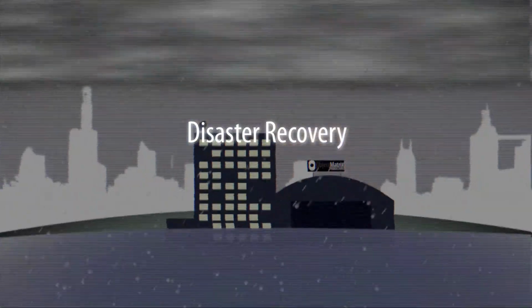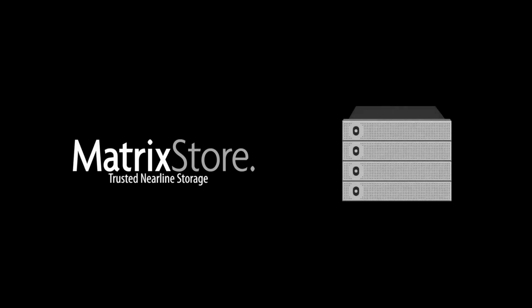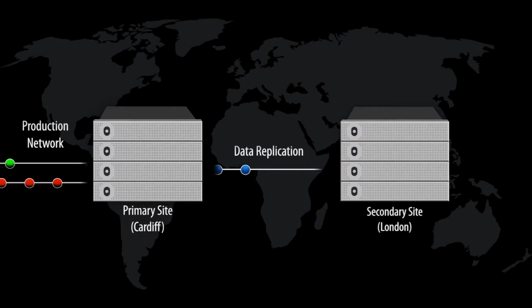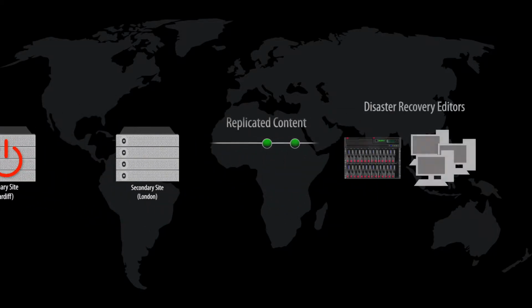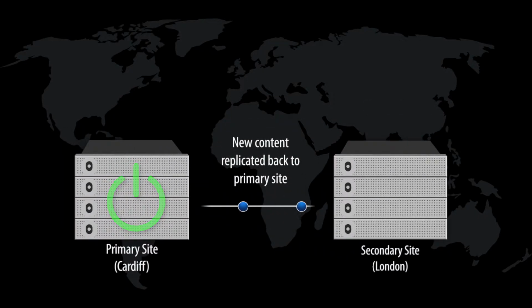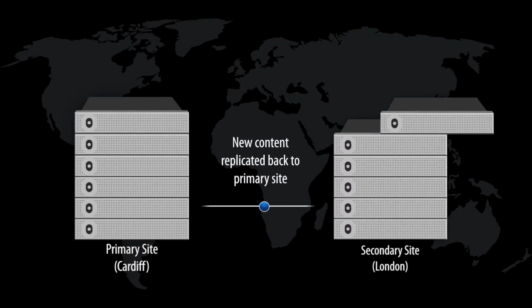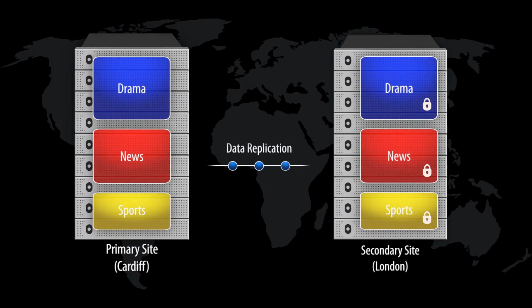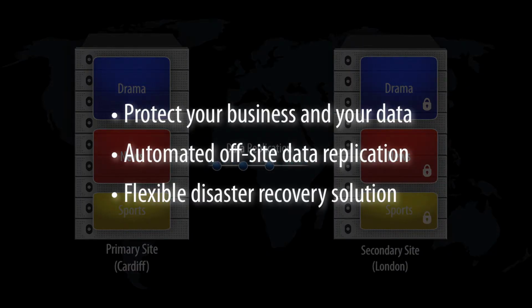By implementing a disaster recovery and business continuity strategy using MatrixStore from Object Matrix, your organization can avoid these problems. MatrixStore asynchronously protects your content at a secondary offsite location. This means that when content at your primary site is unavailable, your ability to work can continue. MatrixStore is a scalable nearline storage platform based on object storage that enables seamless data replication between sites, granting you peace of mind knowing that your assets are secure and always available. Put simply, MatrixStore manages the protection and availability of your content, so you don't have to.